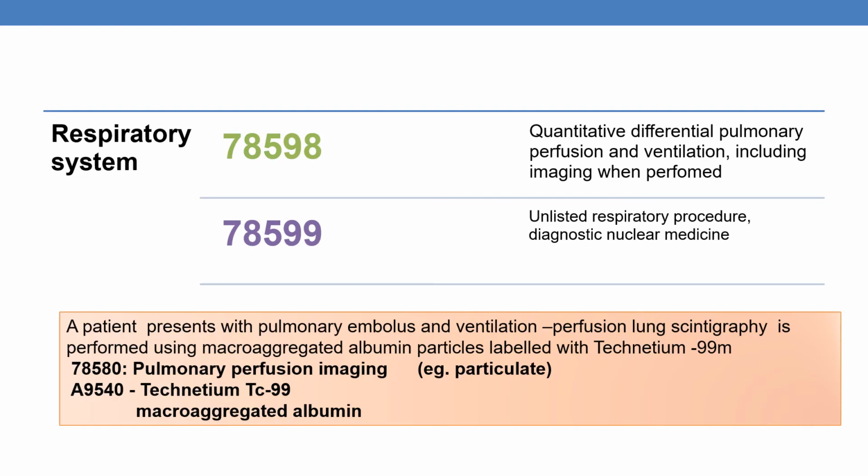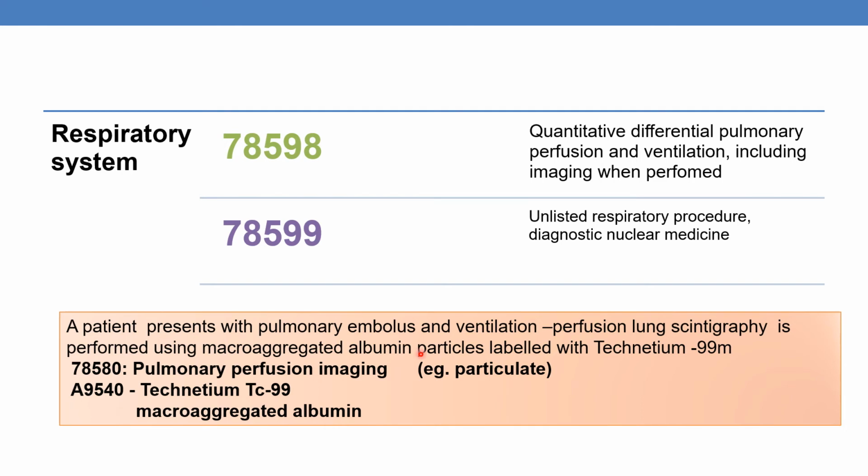Now coming to the next CPT, 78598. Quantitative differential pulmonary perfusion and ventilation, including imaging when performed. The next is unlisted respiratory procedure, diagnostic nuclear medicine. The CPT is 78599. Let us discuss an example.